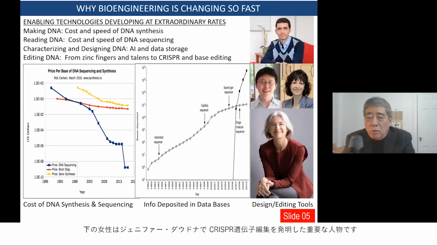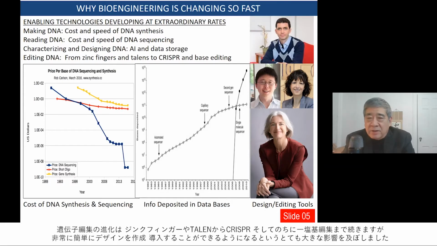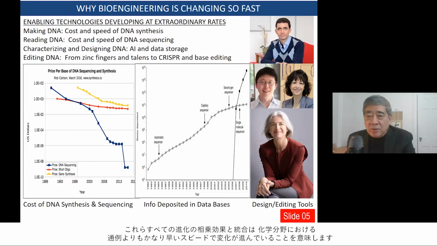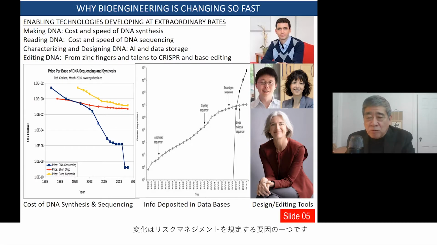The woman in the lower corner, Jennifer Doudna, is a critical inventor of CRISPR gene editing. And advances in gene editing, as you go from zinc fingers and TALENs to CRISPR and later to base editing, have had a remarkable effect of allowing people to actually implement their designs with much greater ease. The synergisms and the combination of all of these advances mean that change is taking place at a far more rapid rate than is typical in the sciences. And that change is one of the attributes that complicates risk management.